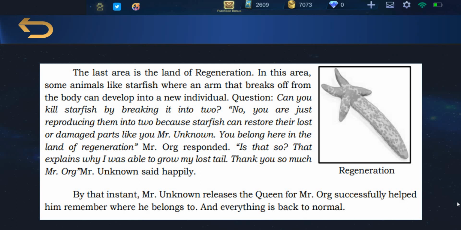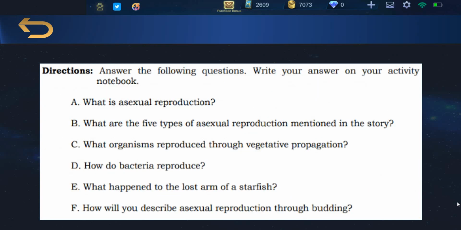Mr. Org responded, is that so? That explains why I was able to grow my lost tail. Thank you so much, Mr. Org, Mr. Unknown said happily. By that instant, Mr. Unknown releases the queen for Mr. Org successfully. Help him remember where he belongs to, and everything is back to normal. So that is our story for the day.